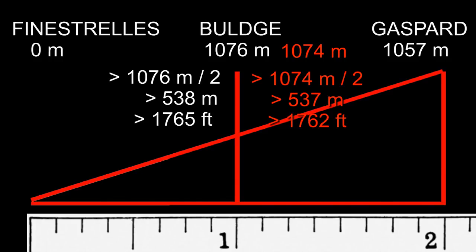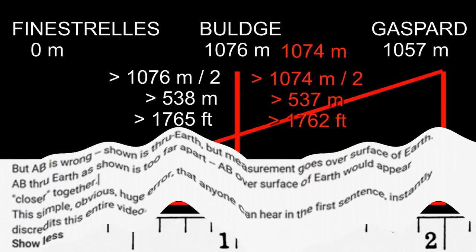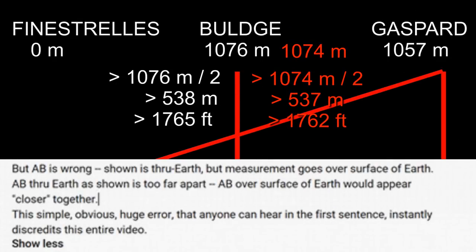Here is the correction for the blocking elevation, and the answer is greater than 537 meters versus the original calculation of greater than 538 meters. The difference is 1 meter, or about 3 feet. So, having done the math, we can assess the validity of the commenter's assertions.